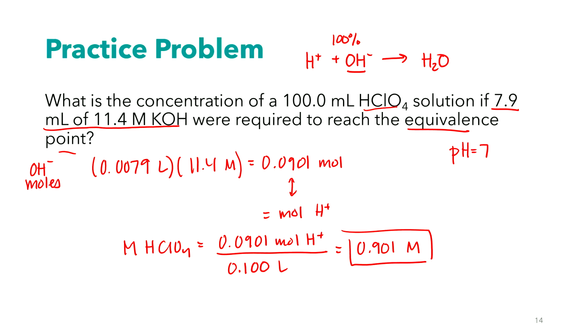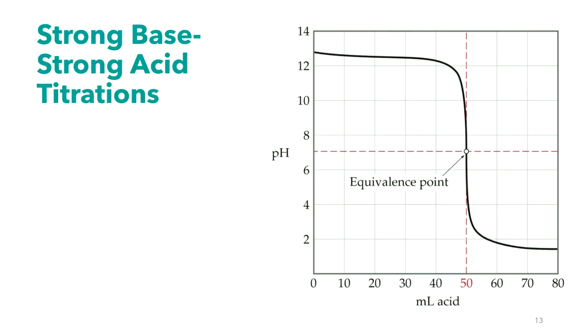All right, now we're going to go back a slide. I want to go back to this one. The strong base, strong acid titration, where we're starting with strong base. So the strong acid in this case is our titrant, the thing in the burette.